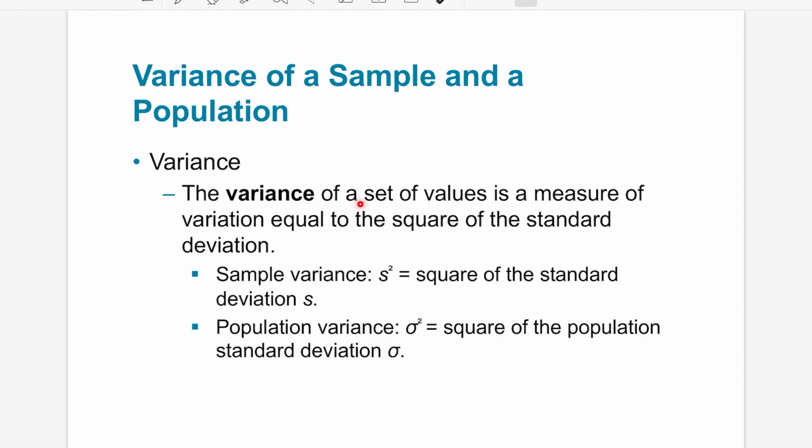Variance. The variance of a set of values is a measure of variation equal to the square of the standard deviation. So to find the variance, we take the standard deviation and we square it. So to find the sample variance, we take S squared. To find the population variance, we take sigma squared.